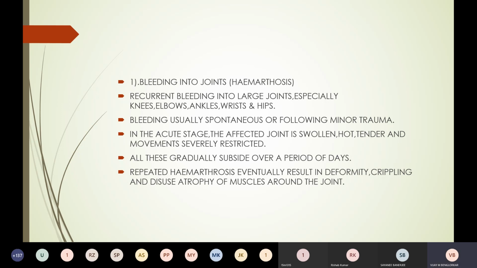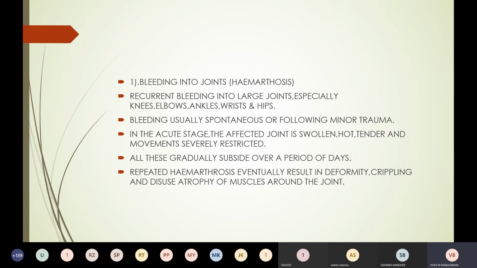In the acute stage, the affected joint is swollen. Because of bleeding, the joint will be swollen. There will be some changes of acute inflammation, like rubor, calor. So the joint will be swollen, hot, tender, and movements will be severely restricted because of the accumulation of blood in the joints.